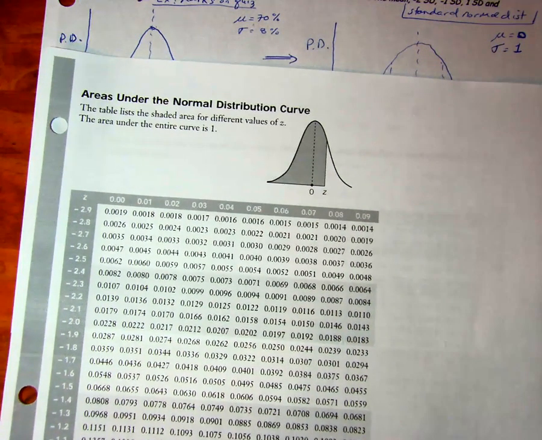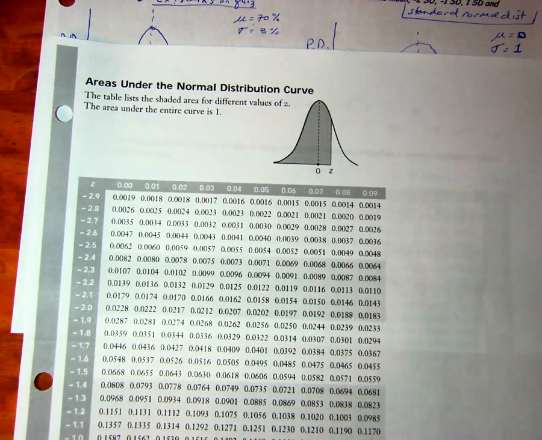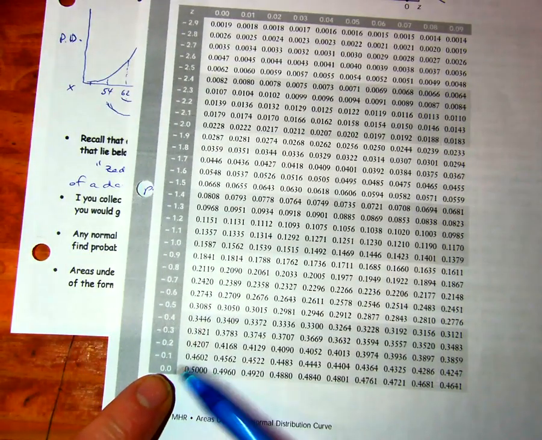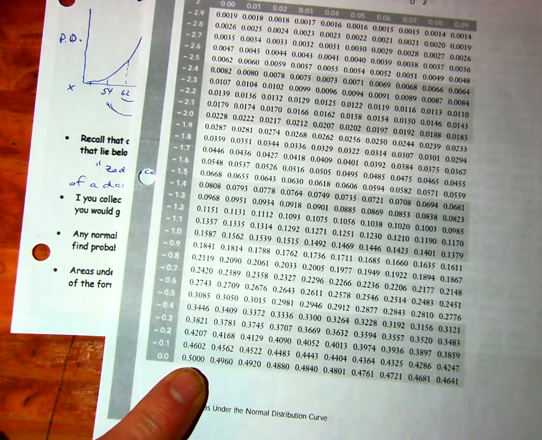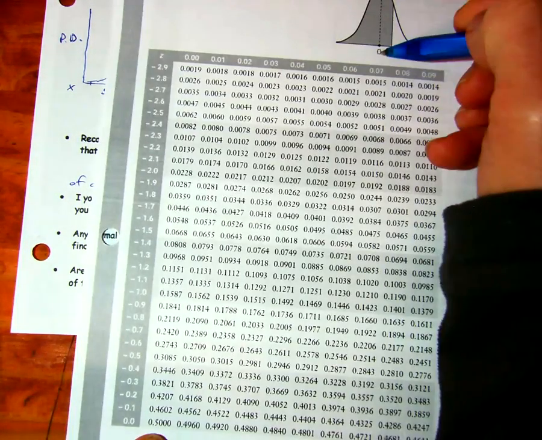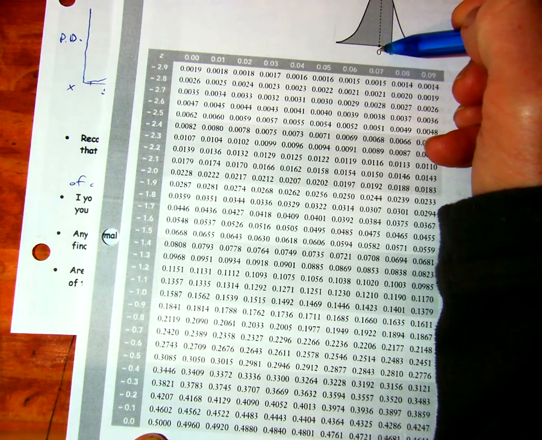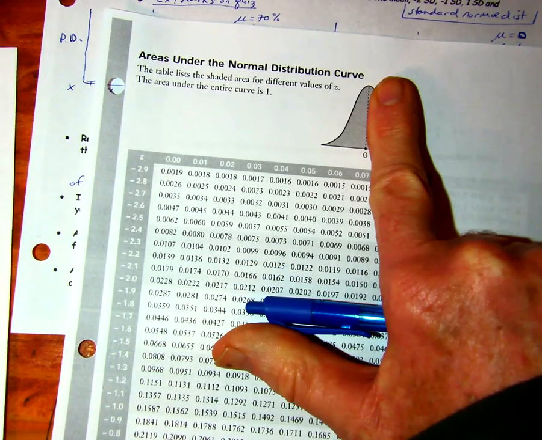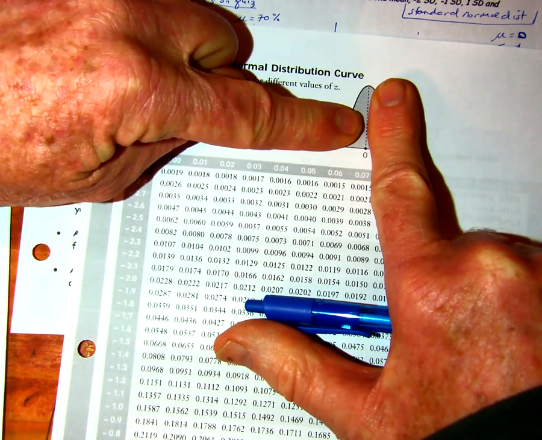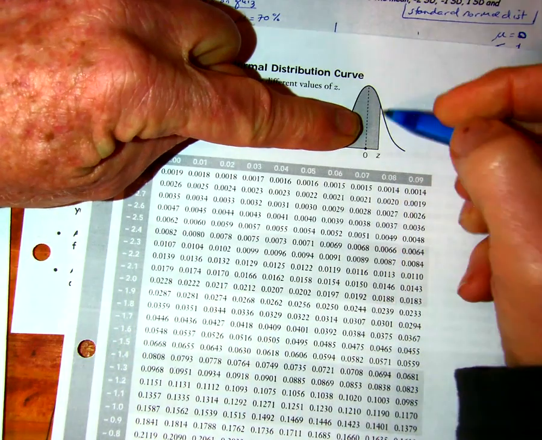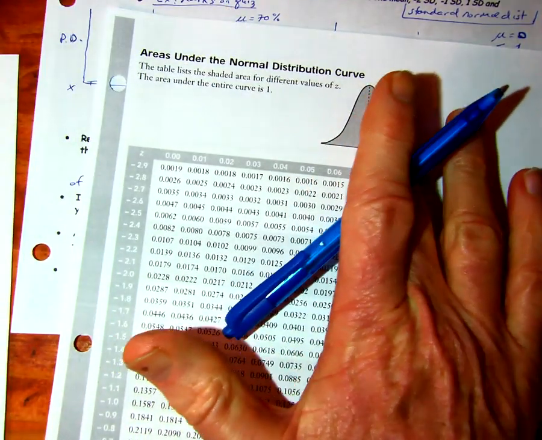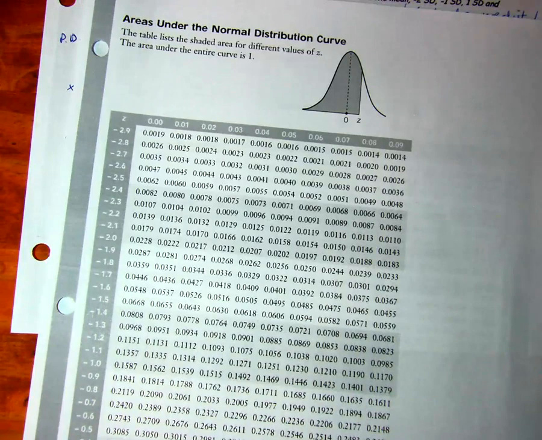So let's take a look at it. If your z-score was 0, your probability would be 0.5, which makes sense, right? You're right at the mean. That would mean 50% of the area would be below that point, and 50% of the area would be above that point. So we're only looking at the area below the z-score. So what do these numbers over here represent?